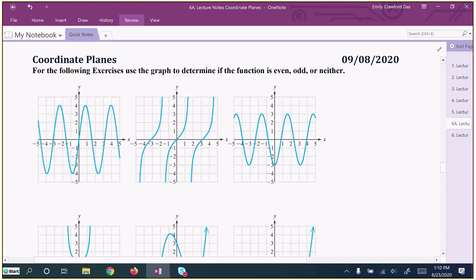The next question asks us to use the graph to determine if the function is even, odd, or neither.